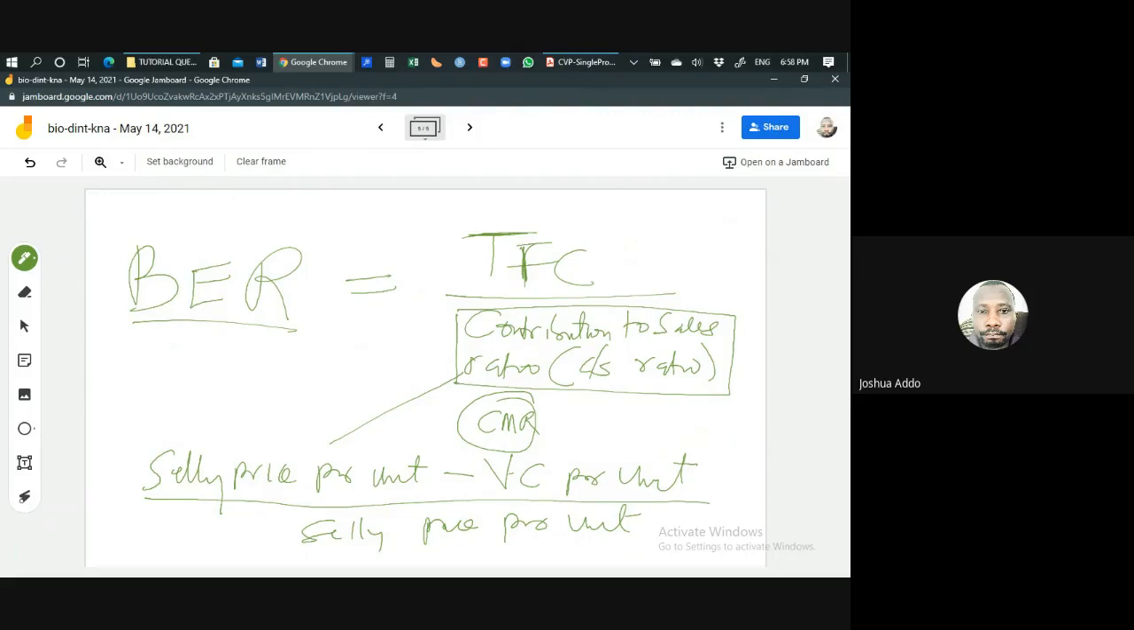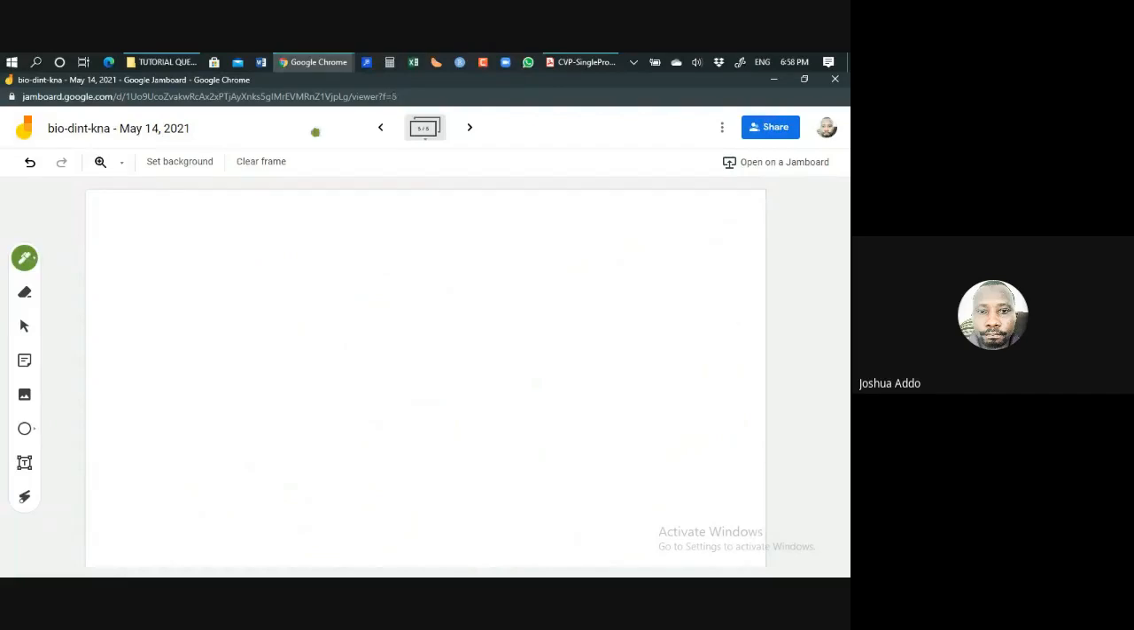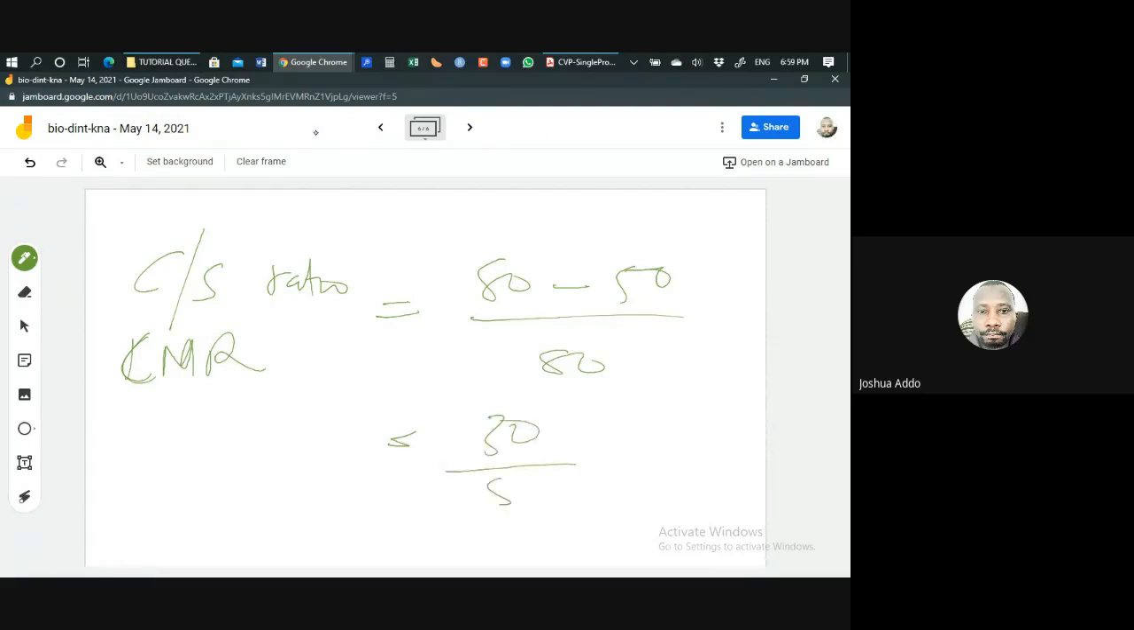Right. So when we go to the question, we can see that contribution to sales ratio, also known as contribution margin ratio, is equal to 80 minus 50, all divided by 80 again. And we will get 30 divided by 80. What will that be?